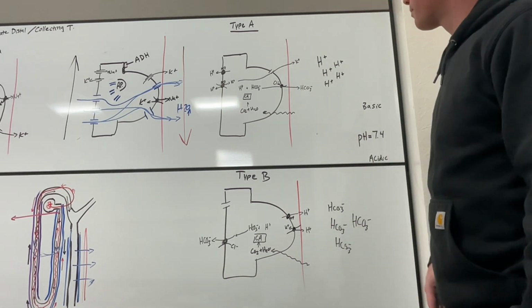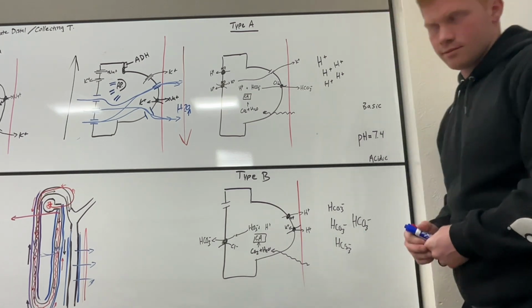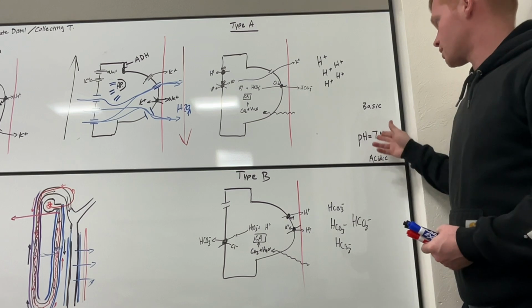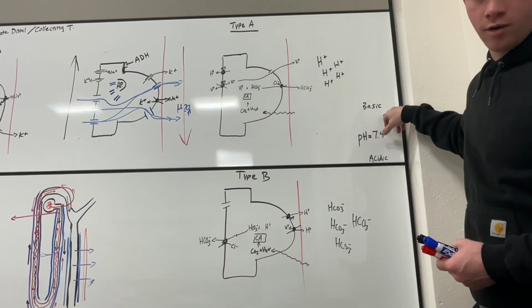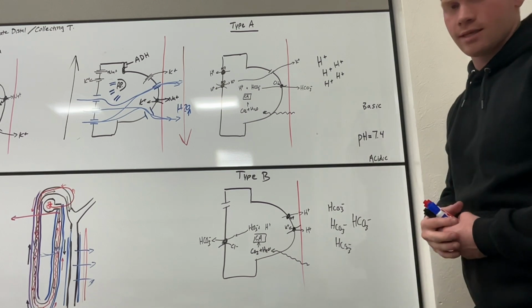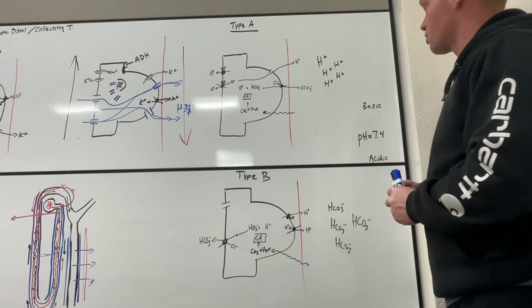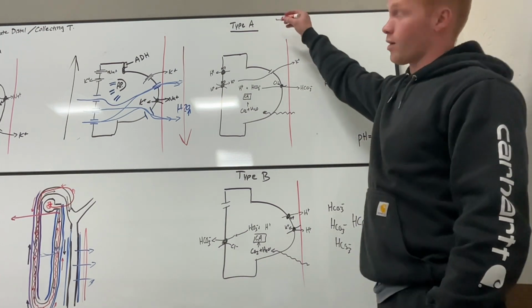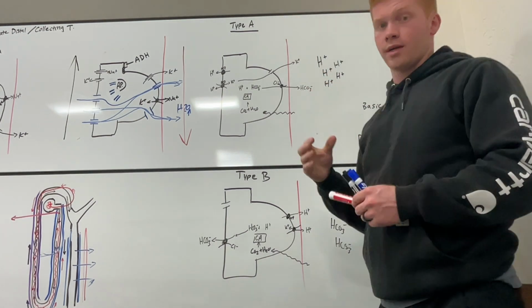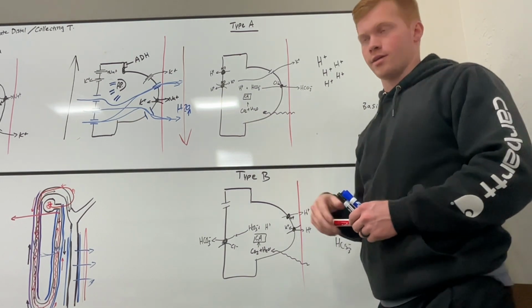Here, a really cool thing is we have this type A intercalated cell and a type B intercalated cell. And we talked about blood pH. If we're higher than 7.4, we're basic or in alkalosis. If we're below, we're acidic or in acidosis. And so for type A, if you think of it as A, we're in acidosis. Our blood is acidic. So type A is what we're going to turn on to rescue us from that.